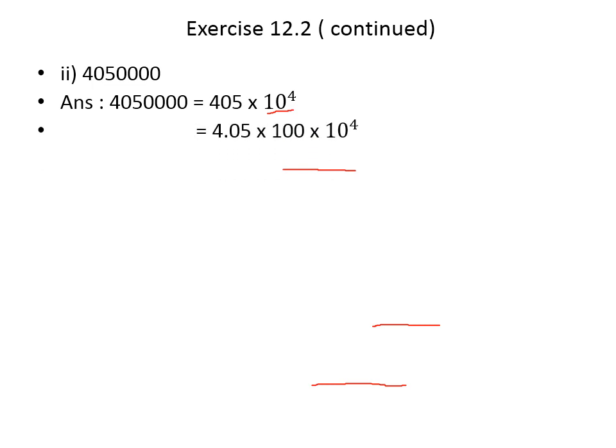So here, like in the previous example, 405 can be written as 4.05. So here the decimal point is placed after the 2 digits. So into we can write 100. So this is 10 raised to 4 as it is. 4.05 into 100 can be written as 10 raised to 2 and 10 raised to 4 as it is.